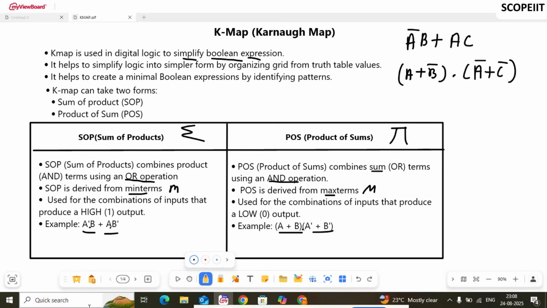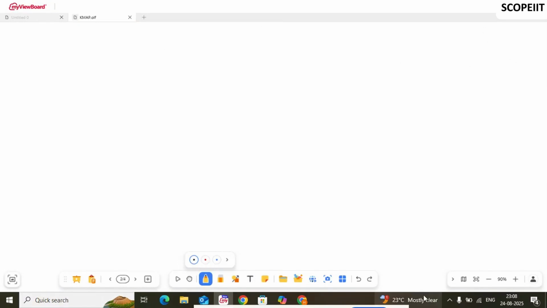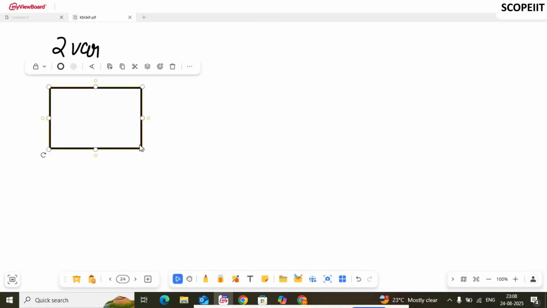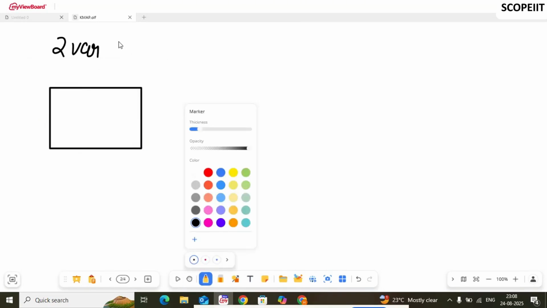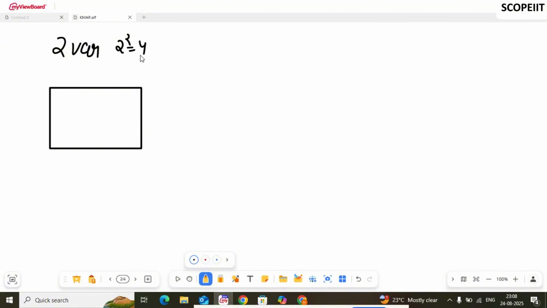Okay. Next, we will see how to construct the K-map. We can construct a K-map for 2 variables, for 3 variables, and even for 4 variables. Now, how to construct the K-map for 2 variables first of all? 2 variables means 2 to the power 2. 2 to the power 2 is how much? 4. So 4 blocks will be there.